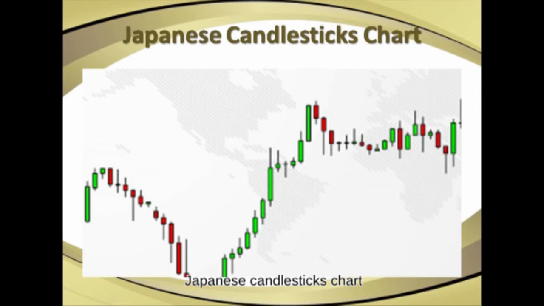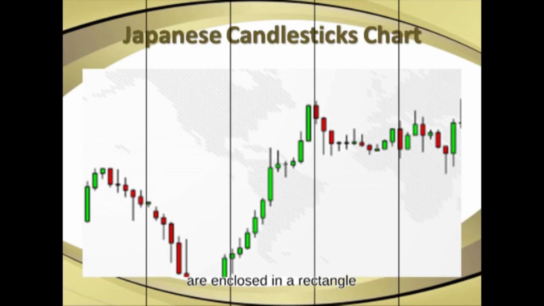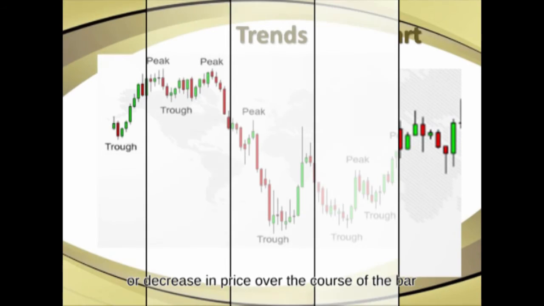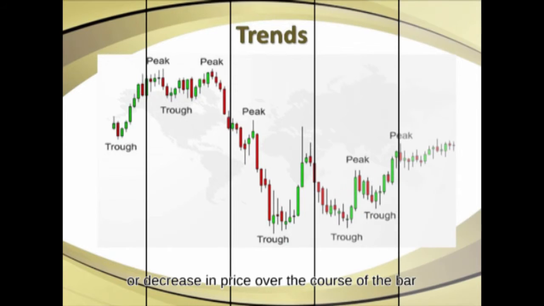Japanese Candlesticks chart. The Japanese Candlesticks chart is similar to the bar chart, in that it also represents the opening, closing, high and low points for that bar, but using a different display, which will help identify various trading patterns. The difference between the charts is that in the Japanese Candlestick chart, the opening and closing prices are enclosed in a rectangle. The use of different colors indicates an increase or decrease in price over the course of the bar. This is the most common type of chart.